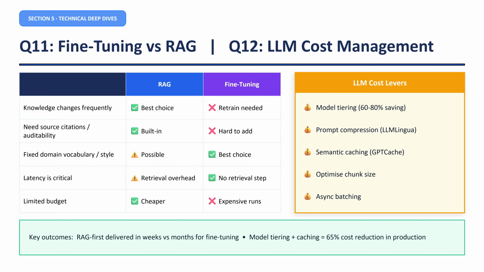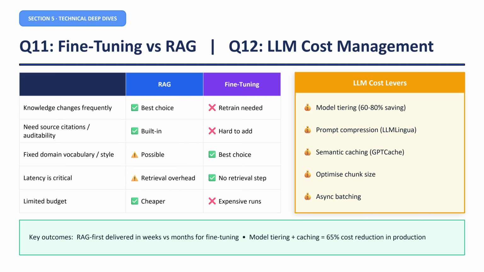Now we are in section 5, technical deep dives. These questions separate candidates who understand AI architectures from those who have just used the APIs. Question number 11: What is the difference between fine-tuning and RAG, and when would you choose each?